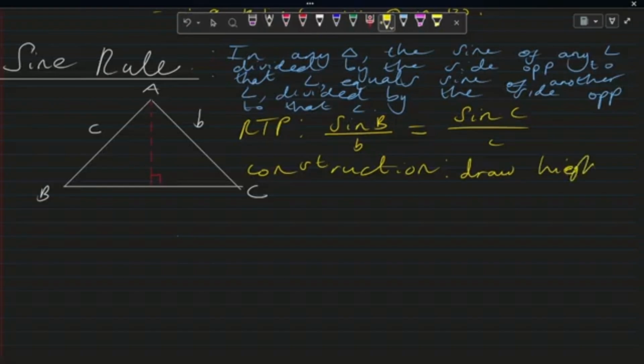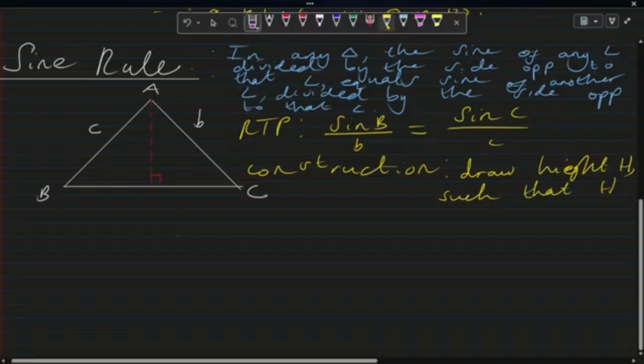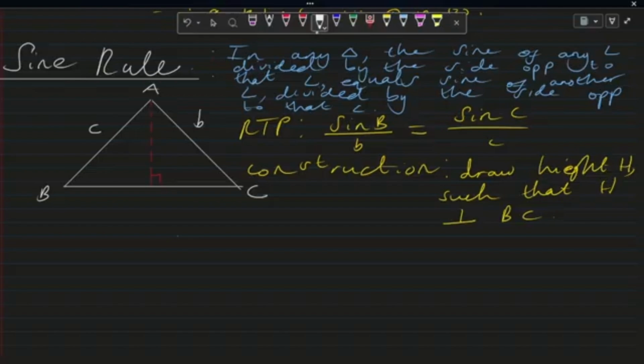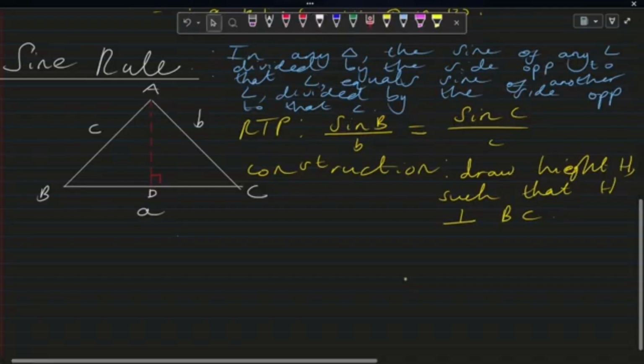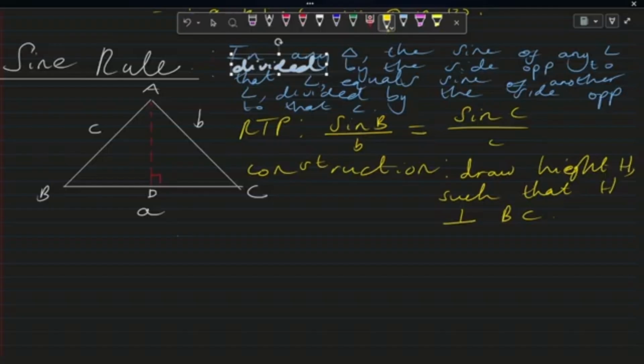Now we draw height h such that h is perpendicular to side BC. Okay, so this point, let's call it point D, and then we know that BC is actually side a.